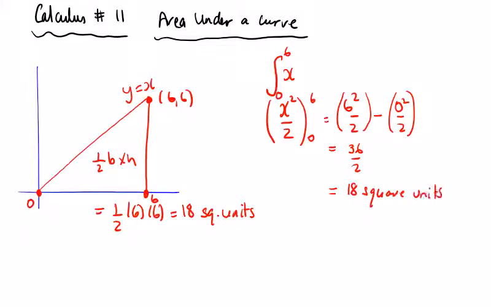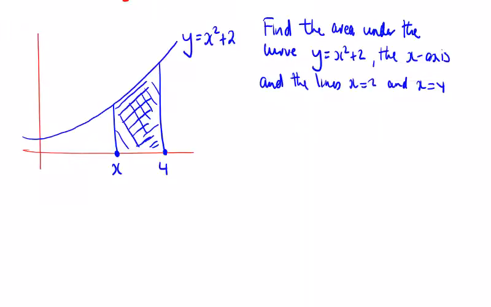So this works for curves, it works for areas between curves, and we're going to look at a few questions now that deal with area under a graph. So what about this one? We're given the curve y is equal to x squared plus 2, and we're just looking at a portion of it here, and we're asked to find the area of this shaded region, which is the area under the curve, the x-axis, and the lines x equal to 2 and x is equal to 4 in this case.